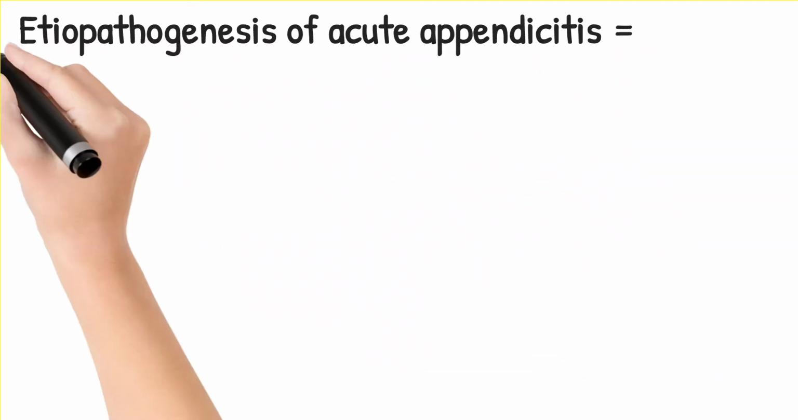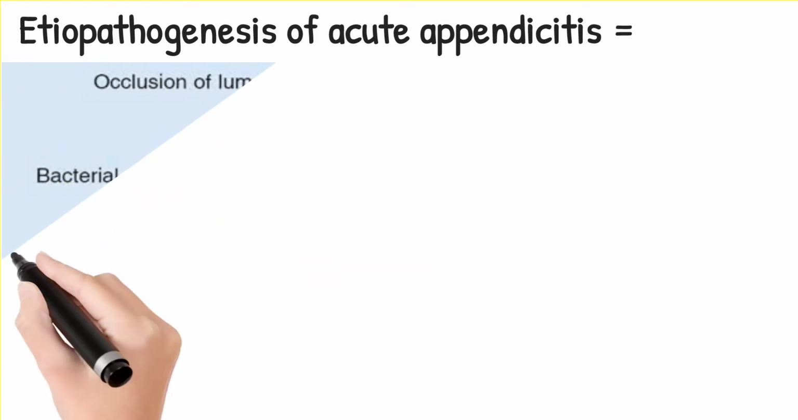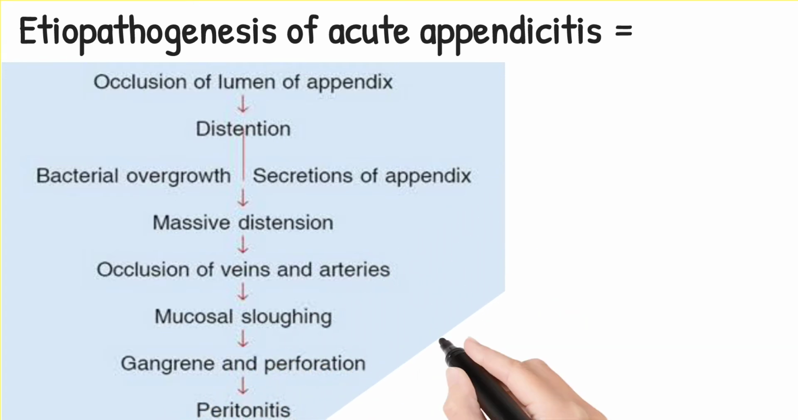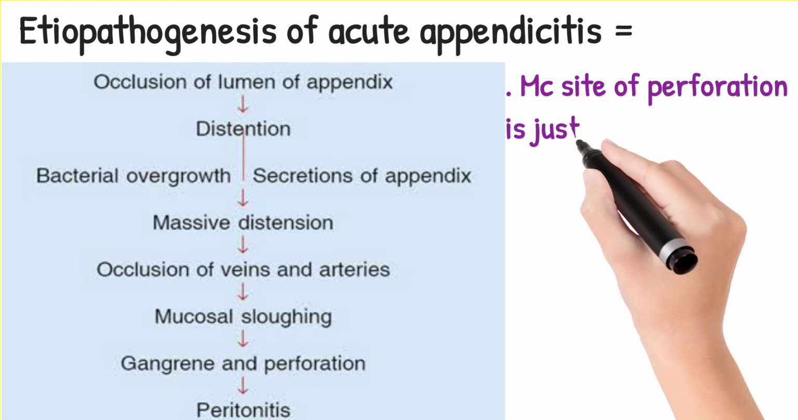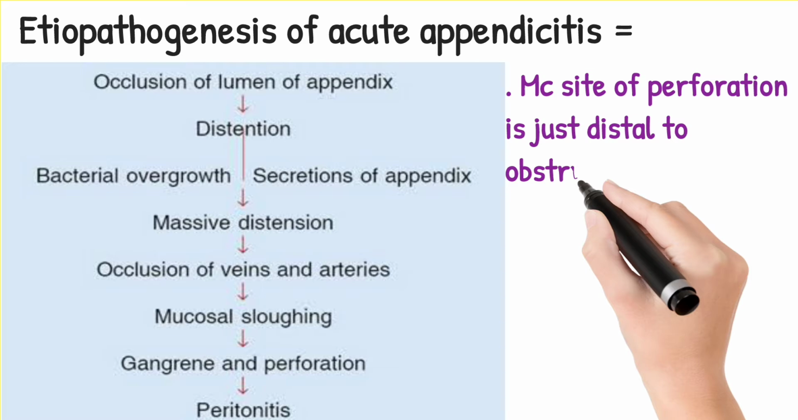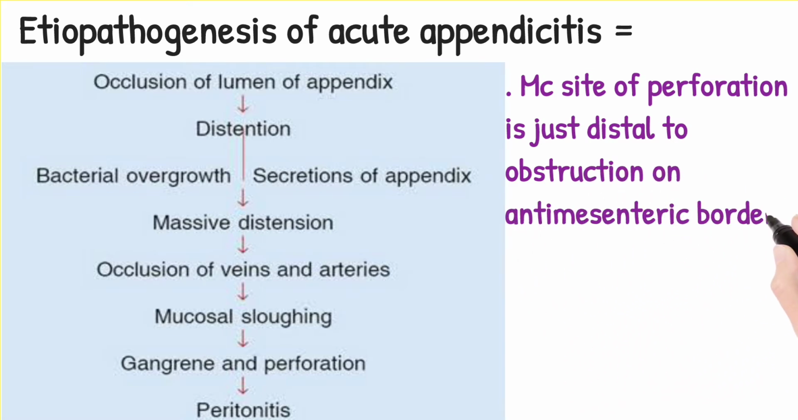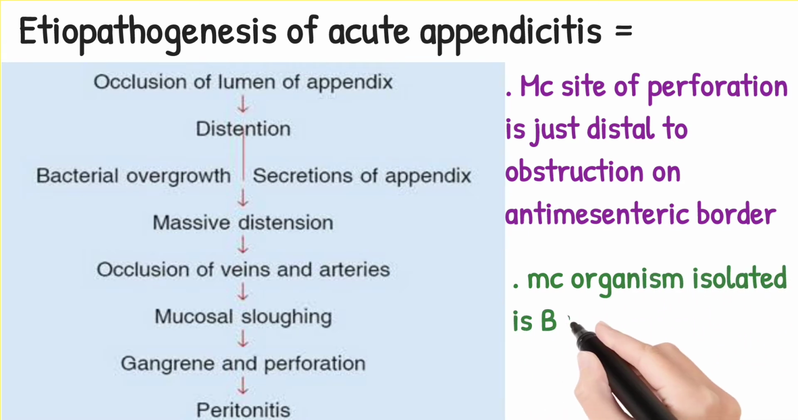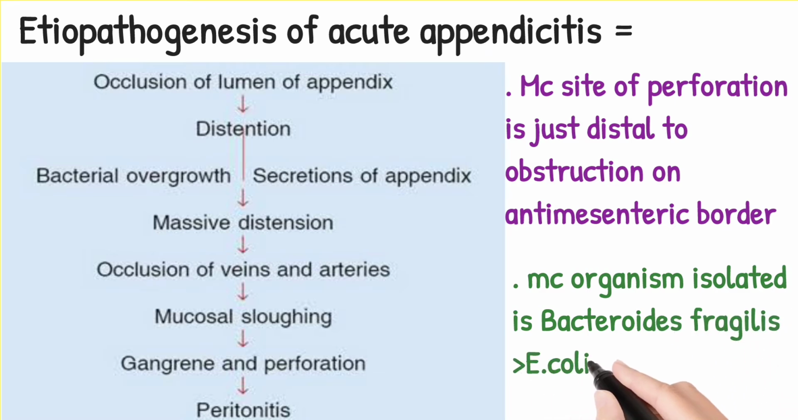Etiopathogenesis of appendicitis. Once the luminal obstruction occurs, secretions cause distension of appendix, which then causes blood supply compromise. Once the blood supply is compromised, mucosal sloughing occurs, which causes gangrenous changes and then perforation. Most common site of perforation is just distal to the obstruction on anti-mesenteric border. Most common organism isolated is Bacteroides fragilis more than E. coli.